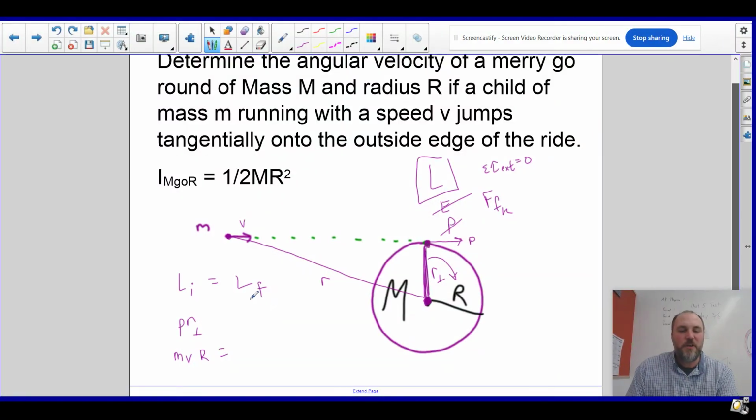So after the collision is over, since it's a rotating and revolving object, I think it would make a lot more sense to just use I omega. So the moment of inertia of the merry-go-round, since it's kind of like a cylinder or a disc, is 1/2 MR squared, plus, since the child is now standing on the merry-go-round, they're a mass of little m, and they're revolving around that center. So they also contribute to the rotational inertia of the merry-go-round. So I would call that just an mR squared. So that is the total rotational inertia.